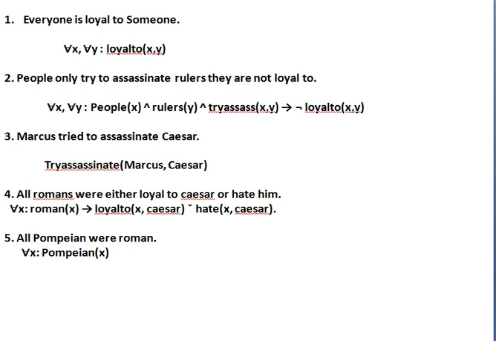The next example is an important one. We will discuss it. People only try to assassinate rulers they are not loyal to. Here people and rulers are both subjects. So we can write for all x, for all y, where x is people and y is ruler. So for all x comma for all y, people x and ruler y, both, try to assassinate. So and try assassinate x comma y, where x is people and y is ruler, implies not loyal to. Loyal to x comma y, not, where x is people and y is ruler.